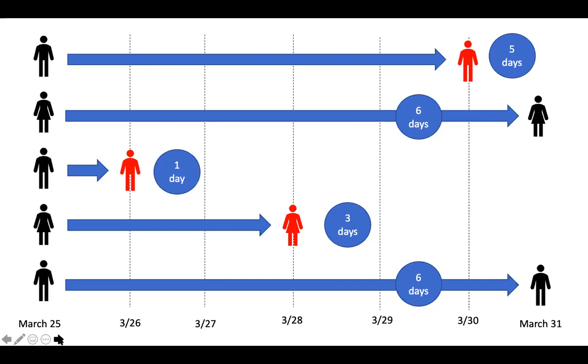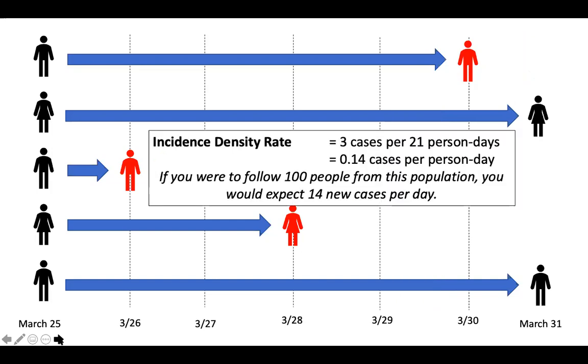And when you add up all those days together, you get 21 total days. So our incidence density rate is 3 cases per 21 person days. That's how many days people contributed, 21, as I said before. What that means is that we have 0.14 cases per person day. And what you can do with that estimate is assume that if you were to follow 100 people from this population, you would expect 14 new cases per day.